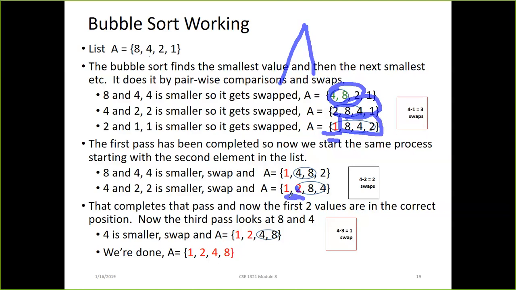And in the third iteration, we will compare 8 and 4. Since 4 is less than 8, we will get 4 here and then 8. So we will get our list sorted.